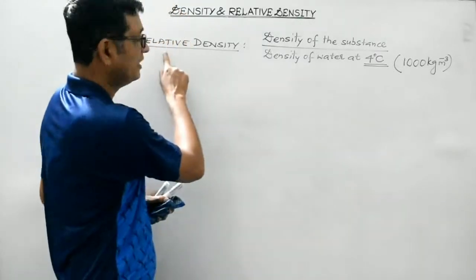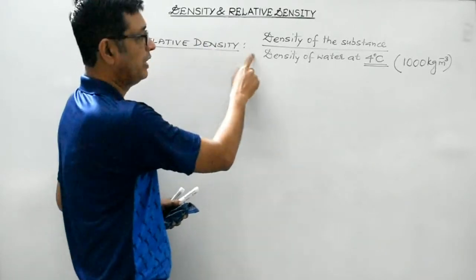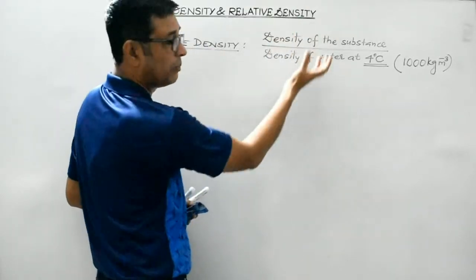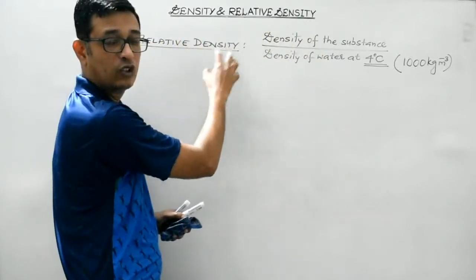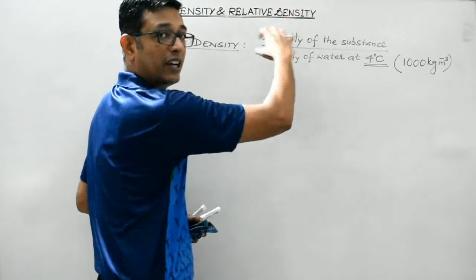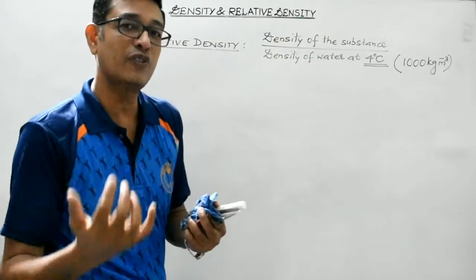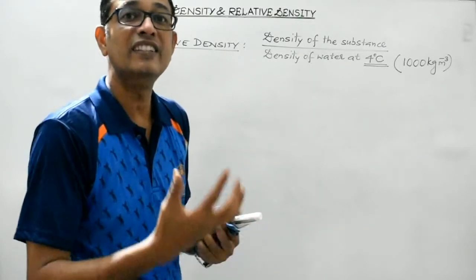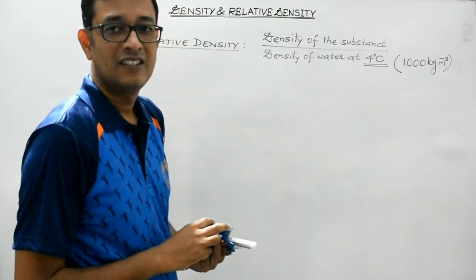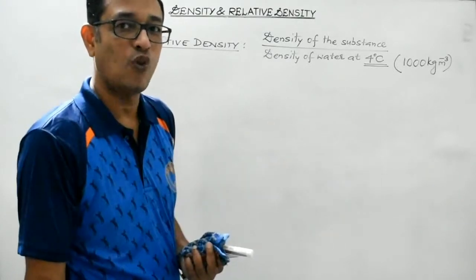Like relative density of mercury, it will be equal to density of mercury divided by density of water. Relative density of silver, it will be equal to density of silver divided by density of water. So it is basically the density of a substance in respect to or in comparison to the density of water. How dense a substance is in comparison to that of water.